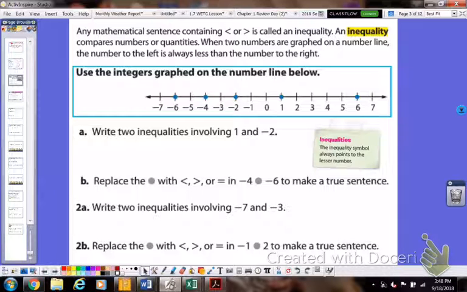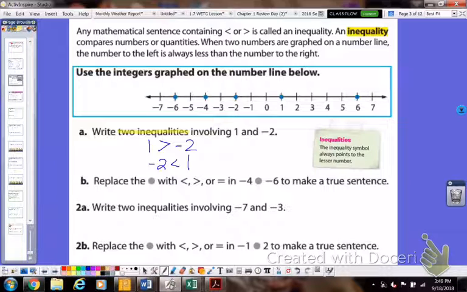For part A, we want to write two inequalities involving 1 and negative 2. So 1 is to the right of negative 2. So if I start with the 1, 1 is greater than negative 2. Now if I start with my negative 2, it is to the left of 1, so negative 2 is less than 1. These two are both saying the same thing. 1 is greater than negative 2, or negative 2 is less than 1.